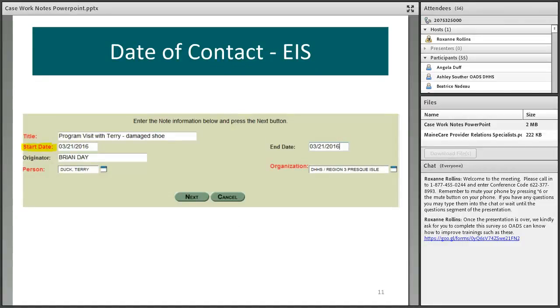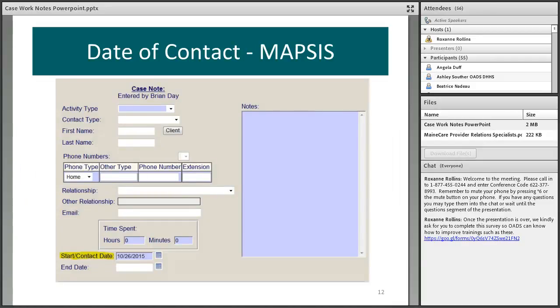And you'll see on the next page of the screenshot your start date for EIS 3/21/16. Your contact was on the 19th. You need to change that to 3/19. And for MAPSIS, your contact date, you'll see there on the bottom of the page, and the same deal. Just make sure that the date is the date of your contact, not the date you're entering your notes.